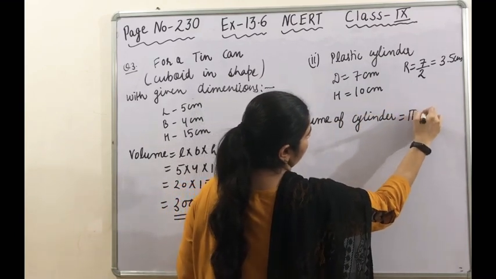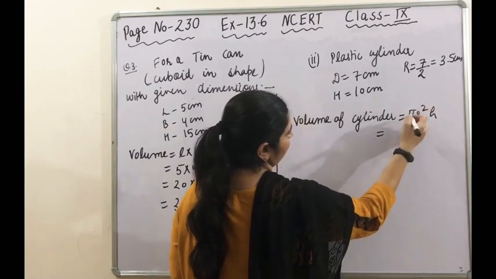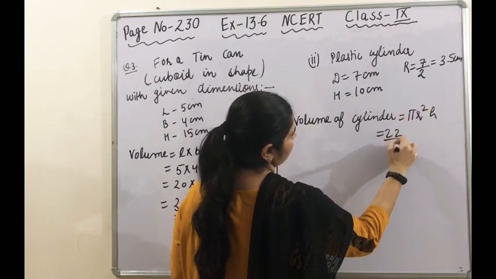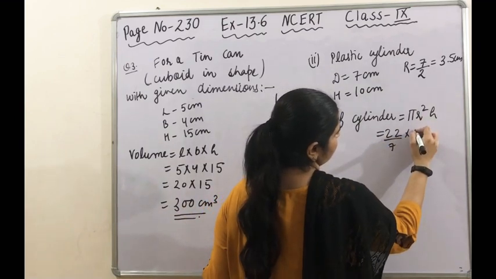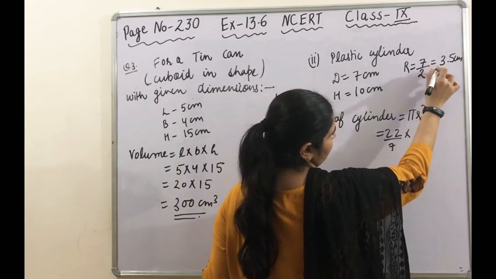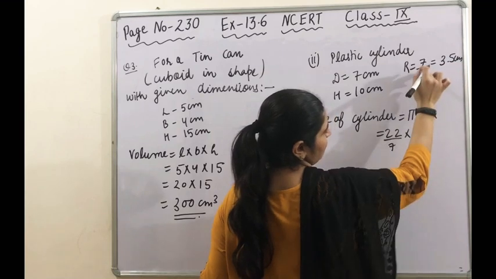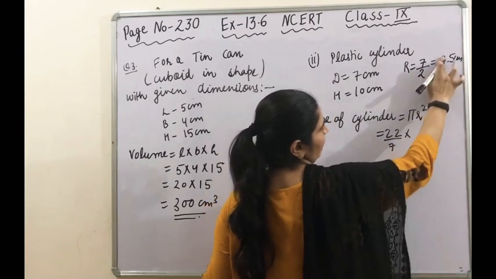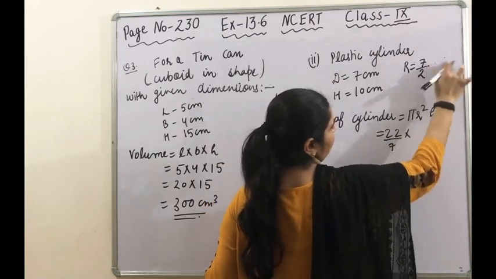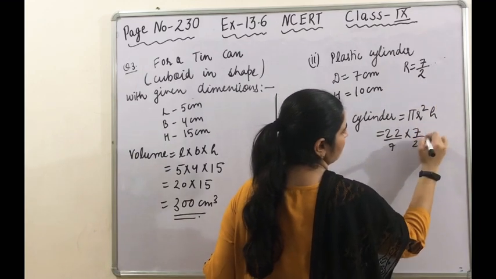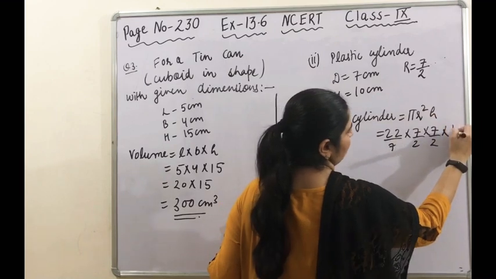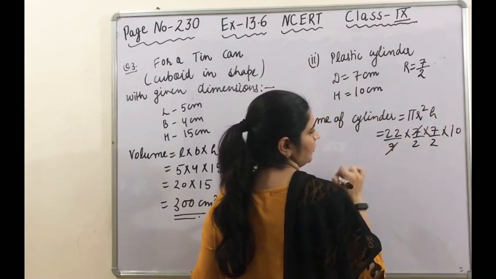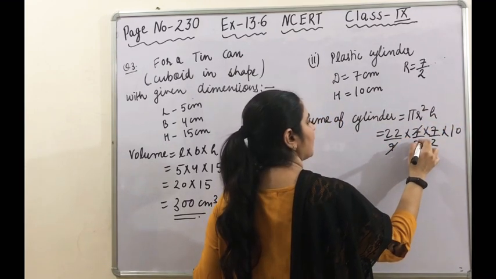Volume of the plastic cylinder is pi r square h. Pi is not given. Whenever pi is not given, it's understood we have to take pi as 22 by 7. R is 7 by 2. Instead of 3.5, I am writing 7 by 2. So 7 and 7 will be cancelled easily. 7 by 2, 7 by 2, and height is 10. We'll do the cancellation here.